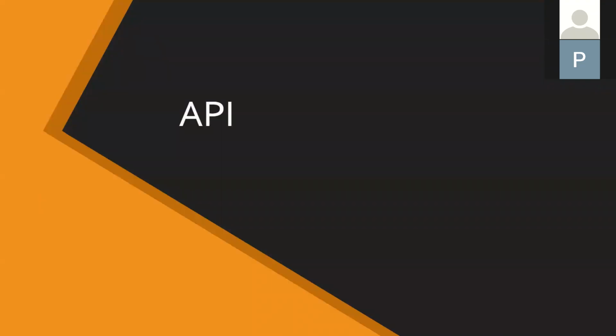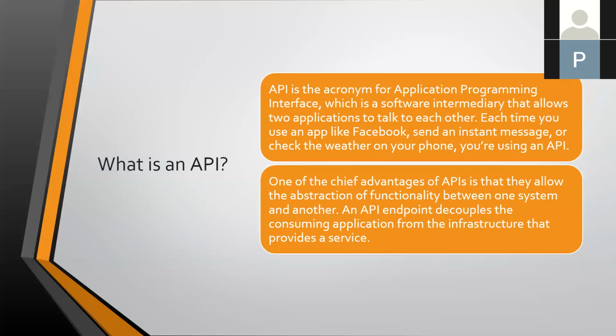Hello, sir. I'm Naman Mantri. I'll talk about the API which we have created for this website. So what is an API? On to the next slide. It is the acronym for Application Programming Interface, which is a software intermediary that allows two applications to talk to each other. To understand it more clearly, let's see an example of how an API works. On to the next slide.